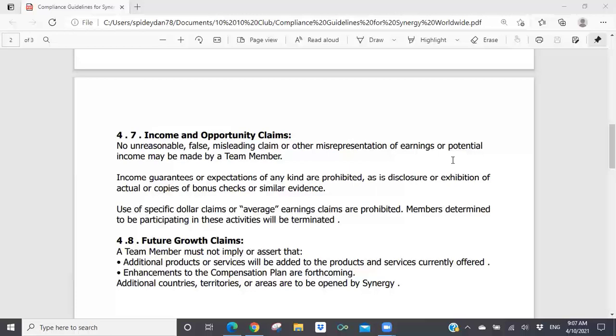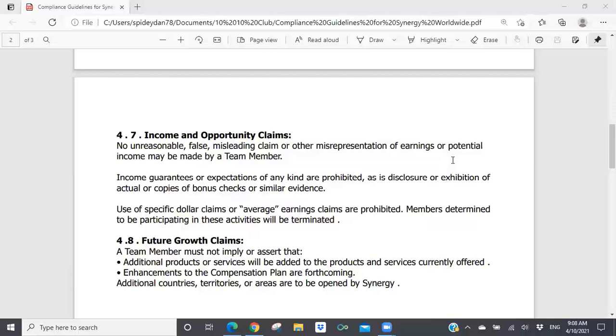However, I'm going to show you a document that Synergy has that, if you wanted to sit down with a person and help them pick an income level, you could then help them understand the amount of work that they need to do to get to that income level. This will make a little bit more sense when I get to that document that Synergy has.